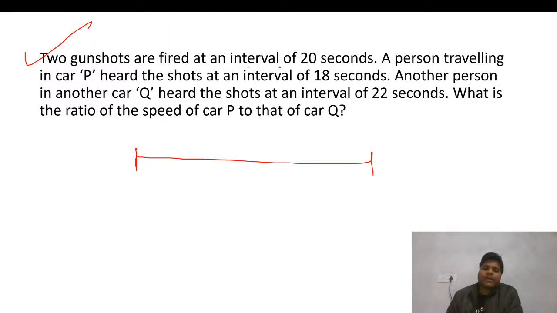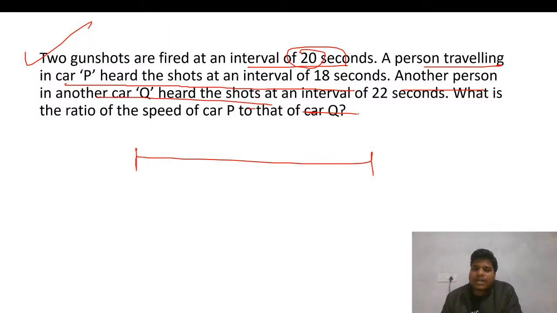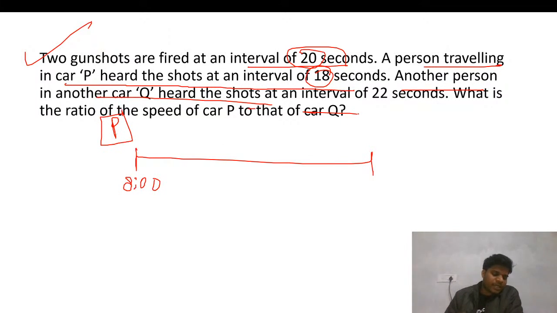Two gunshots are fired at an interval of 20 seconds. A person traveling in car P hears the shots at an interval of 18 seconds. Another person Q is in car Q. So there are two cars, car P and car Q. So what does it mean? Again, I will take a time reference. Let's first solve with respect to car P. I am doing it a little fast. Just try to understand this, because I just want to tell this explanation part, as these are very good approaches.